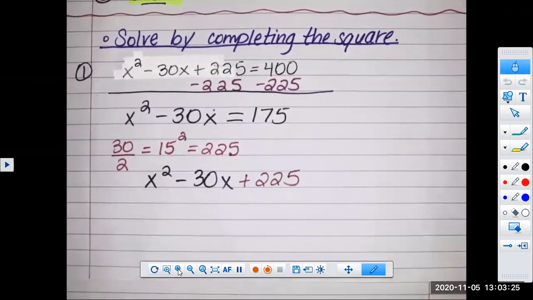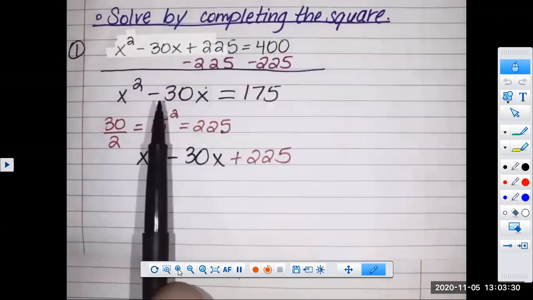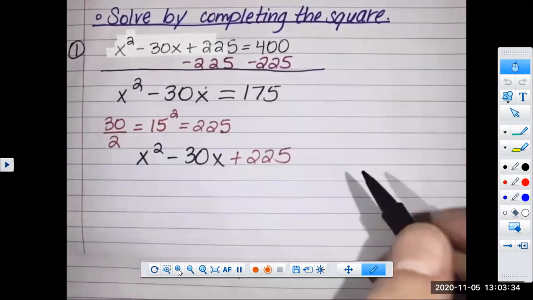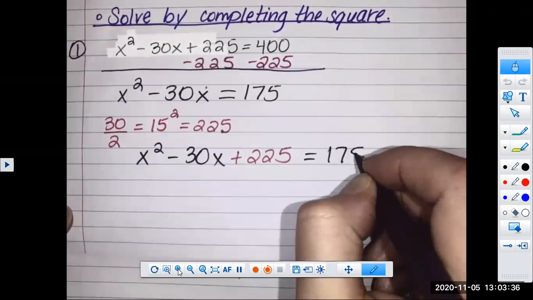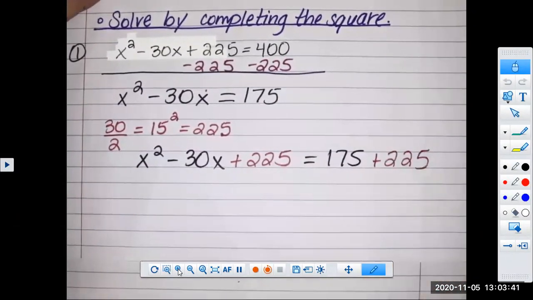You don't have to rewrite that equation. I should have actually left some room. If you'll get in the habit of, once you get it to this point, just leave a space here and leave a space. Well, there is a space there, but anyway. So make sure that you add 225 to both sides.